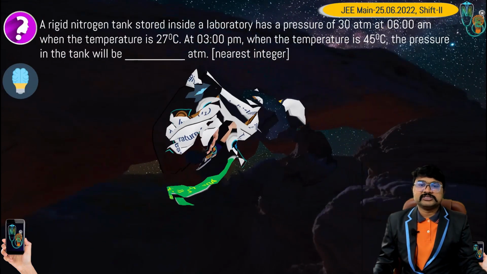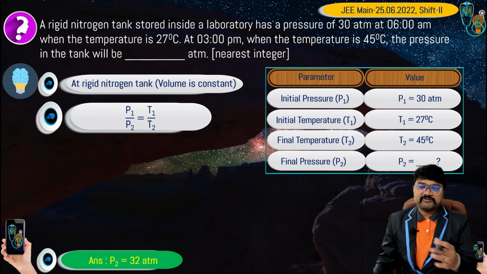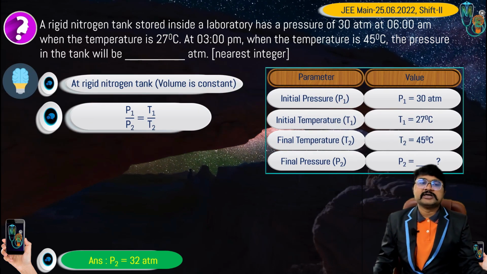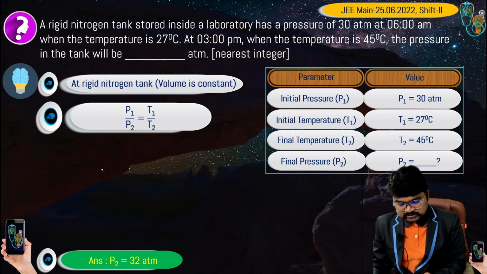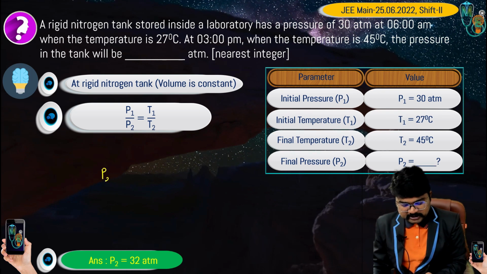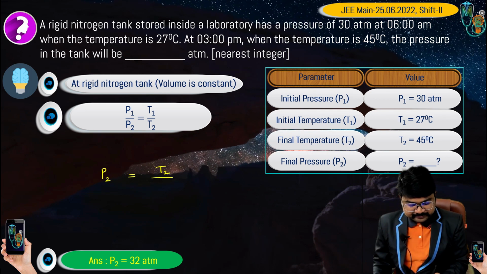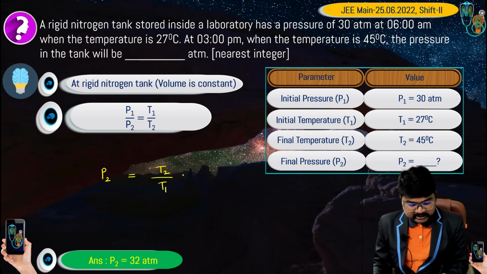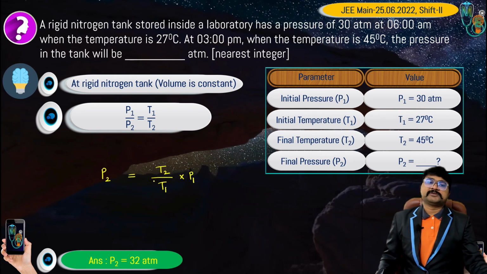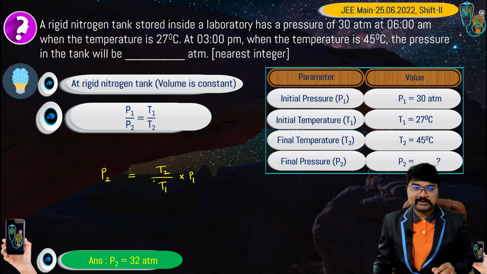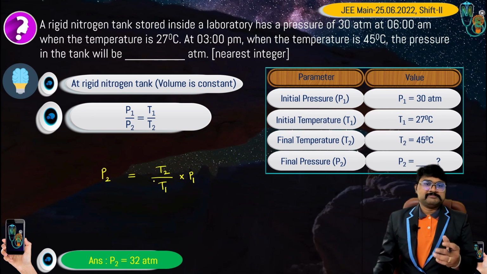Final answer to this question is what? This is the given data and this is the formula used. Final answer is 32 atmosphere. So we used this expression P2 equal to T2 by T1 into P1. Both temperatures must be from the absolute thermodynamic scale. This is the way to solve this simple problem.